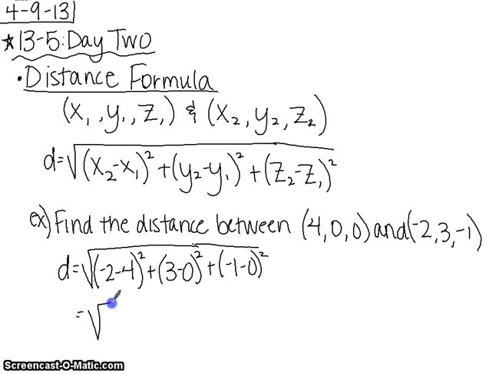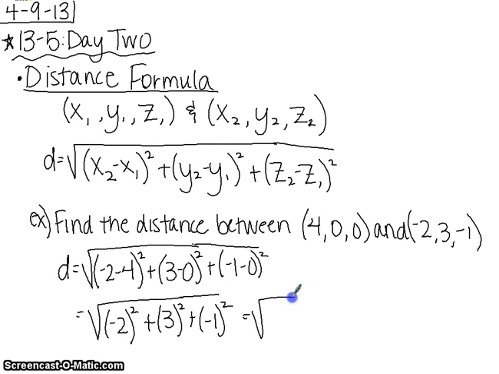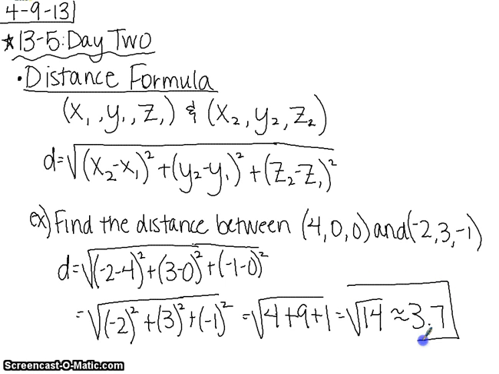Okay, and then we just simplify like we have before. This becomes -2 squared, this one becomes 3 squared, and this one becomes -1 squared. Simplify again. So it looks like we have 4 plus 9 plus 1. So that would be the square root of 14. As a decimal, that would be maybe about 3.7 or 3.8, something in that neighborhood. Okay, so that's how the distance formula works in three dimensions.